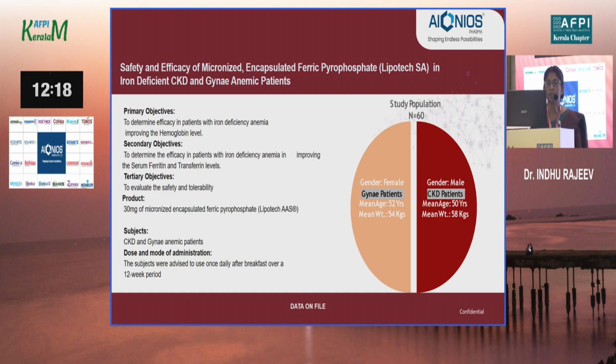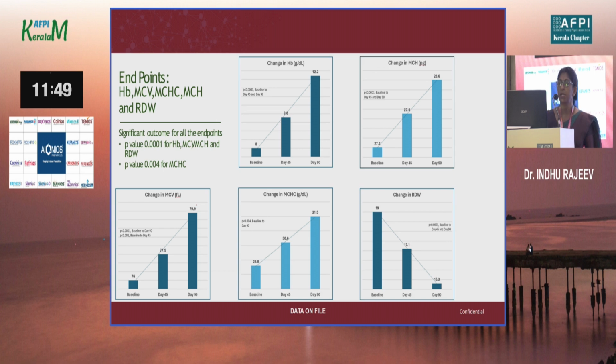So each tablet contained 30 mg of micronized encapsulated ferric pyrophosphate. The subjects were CKD patients and the gynec anemic patients. The mean age group in the gynae patients, female, was 52 years, mean weight 54 kg. In CKD patients, males were taken, mean age was 50 years and mean weight was around 58 kg. As for dose and mode of administration, the subjects were advised to use once daily after breakfast over a 12-week period. So the endpoints were, there was a significant outcome for all the endpoints.